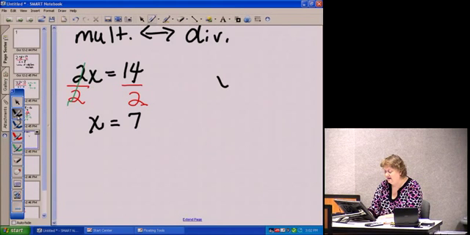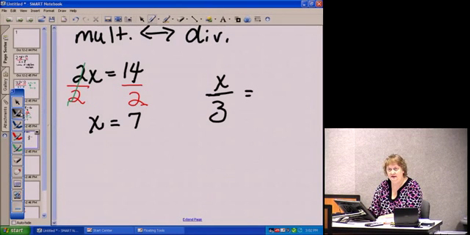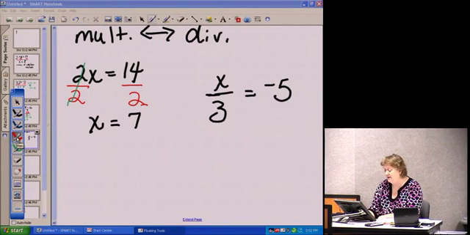If we're given a division problem, a common way we write that, well, let's erase that 3. That didn't look very good. A common way to write that is x over 3 equals -5. And because multiplication and division are undoing each other, where in the first example we divided, in this example we're going to multiply. So I'm going to multiply both sides by 3.